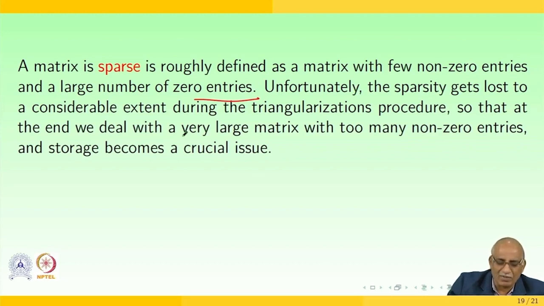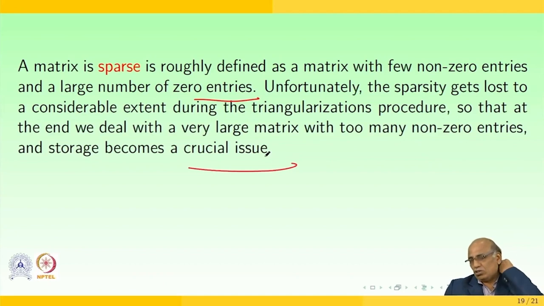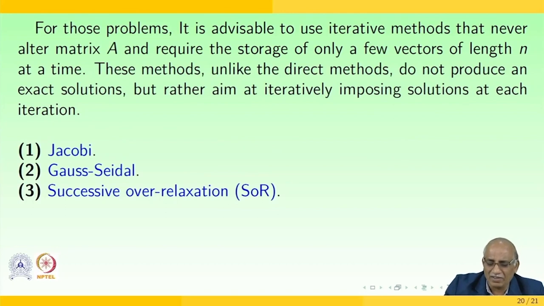Unfortunately, the sparsity gets lost to a considerable extent during the triangulation procedure, so that at the end we deal with a very large matrix with too many non-zero entries, and storage becomes crucial. A sparse matrix has few non-zero entries and a large number of zeros, essentially zeros dominate. Unfortunately, the sparsity gets lost during the triangulation procedure, so at the end we deal with a very large matrix with too many non-zeros, which pertains to what you call a dense matrix, where the solution becomes very difficult. So for these problems, it is advisable to use iterative methods that never alter matrix A and require the storage of only a few vectors of length n at a time.